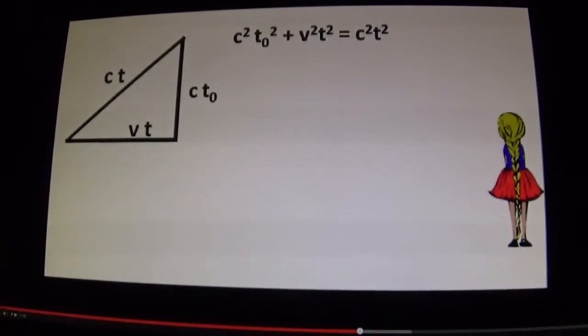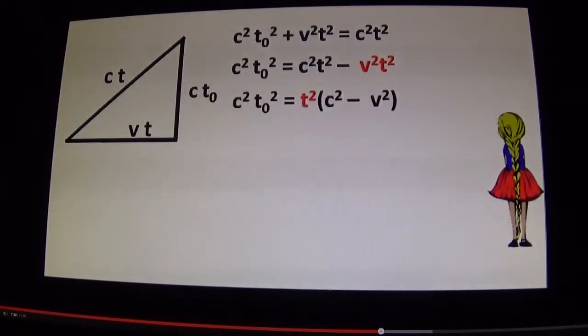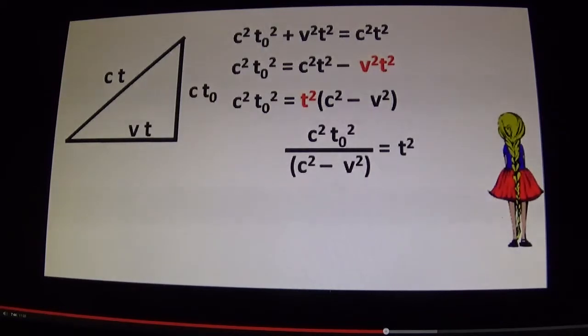I've got a right angle triangle there. I'll be applying Pythagoras' theorem. So what I've done in that equation is I've taken the length of the base and squared it, and I've added that to the square of the length of the height, and that is equal to the square of the length of the hypotenuse. I've minused v squared t squared from both sides. I've taken out t squared as a common factor. I've divided both sides there by c squared minus v squared.